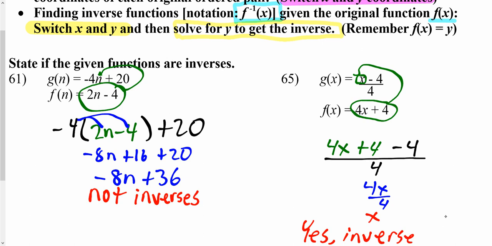Because it just simplifies down to our nice normal variable with nothing else. If it doesn't simplify down to your nice normal variable with nothing else, you can't have any numbers in front, you can't have anything added or subtracted to it. If it just is your normal variable, then they are inverses.